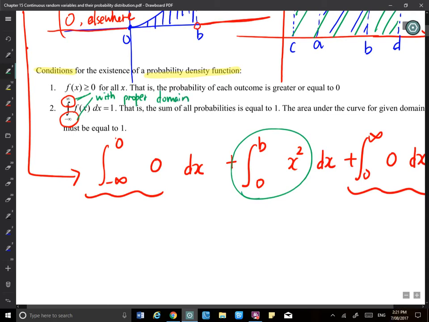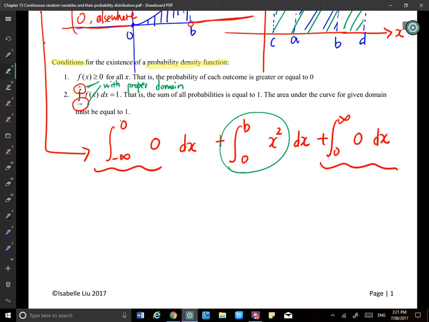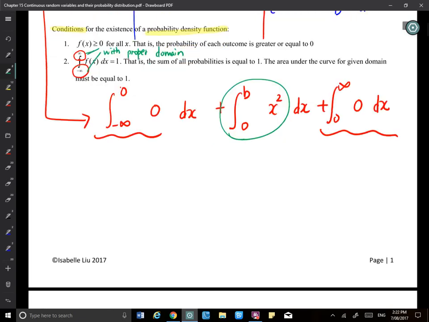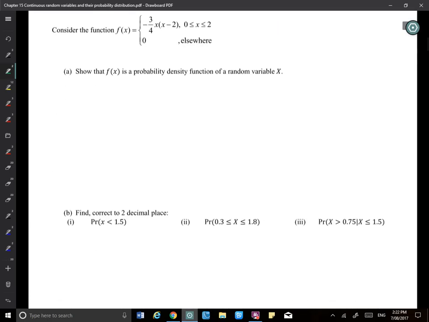Okay, it's the proper domain you have. It has been provided in the question. It's not going to be everything. If you have everything, you're not going to have 1. You have infinite areas. So there are still 2 conditions to check. It's hard to explain the theory, so let's have a look at some examples here.